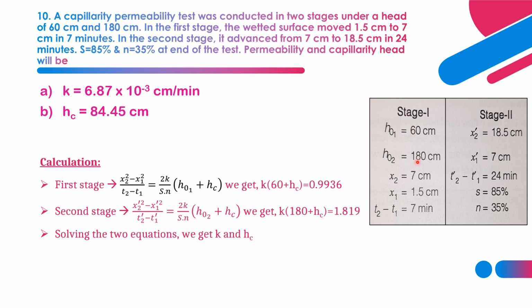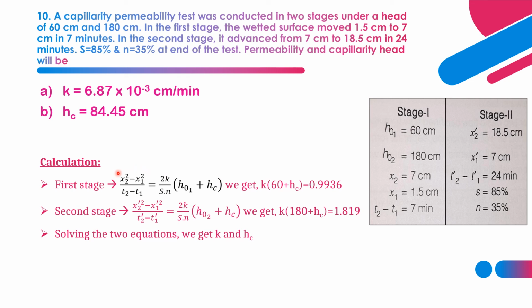First, we shall write the given data like this: stage 1 and stage 2. For stage 1, head from 60 to 180. That is noted as H01 and H02. And x2 is 7 centimeter, x1 is 1.5. X2 is the final wetted surface, moving to 7 from 1.5. So that's why x1, x2 is noted like this. And time taken to cross these surfaces is 7 minutes. Similarly for stage 2, we have x2 dash, x1 dash, like that. T2 dash minus T1 dash is 24 minutes. S is equal to 85%, N is equal to 35%.